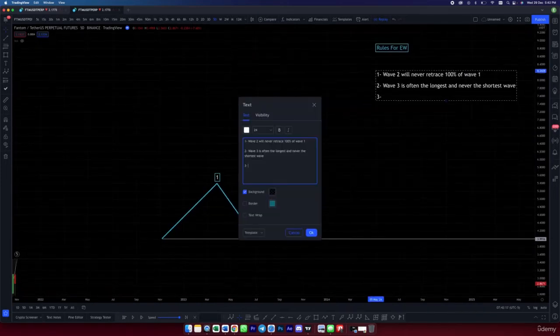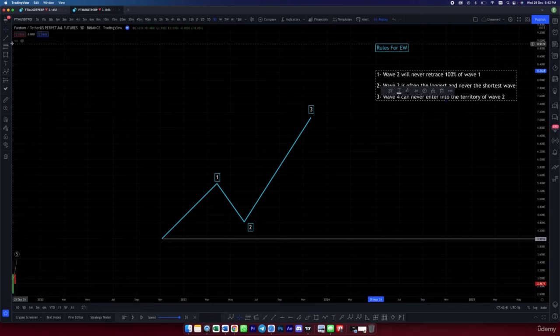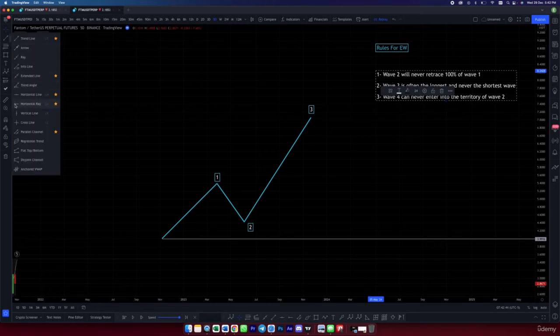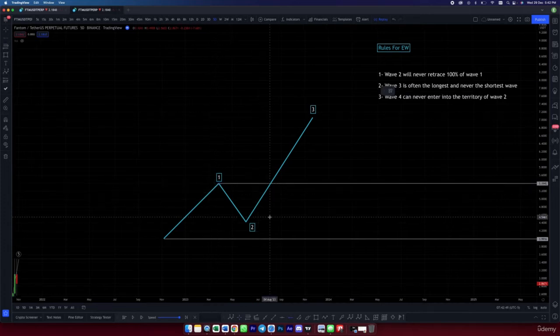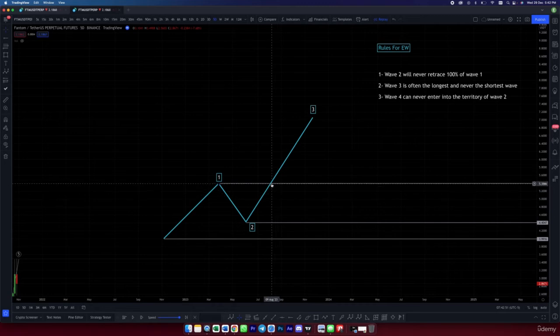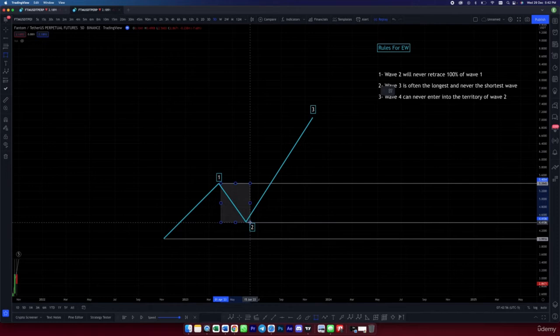Rule number 3 is about wave 4, of course. Wave 4 can never enter into the territory of wave 2. If we draw horizontal lines just to see the territory of wave 2, it's here and here. So this all is wave 2 territory. I will just draw a box here. So this is wave 2, and this range is wave 2 territory.